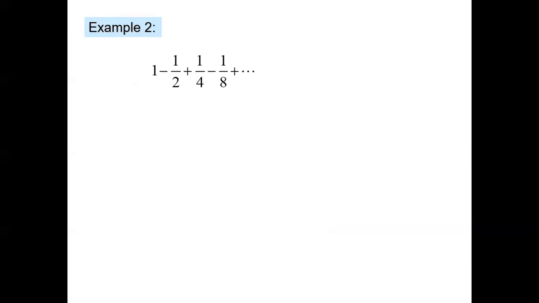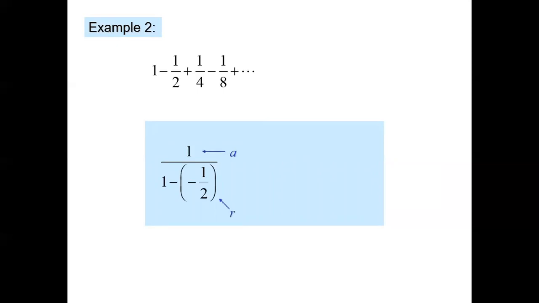So again, you might want to pause me here and think about what we just did, see if it converges, and if so, what does it converge to? Well, this is geometric. A is 1, r is -1/2, and -1/2 is within the interval of convergence, so therefore it will converge. And simplifying this expression gives me 2/3. These fractions will sum up infinitely to a sum of 2/3. Pretty nice and easy.